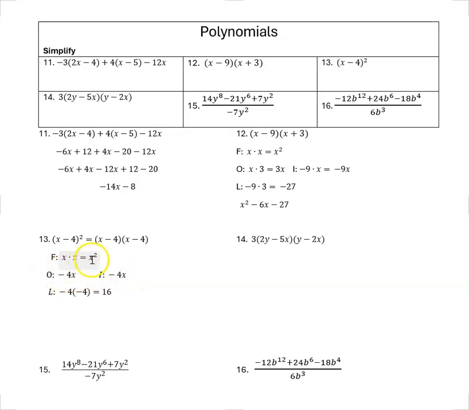I don't have anything else that's an x squared. I don't have anything else that's a constant. When I add those together, I have the x squared. I have -4x and -4x to make -8x, and I have that +16.